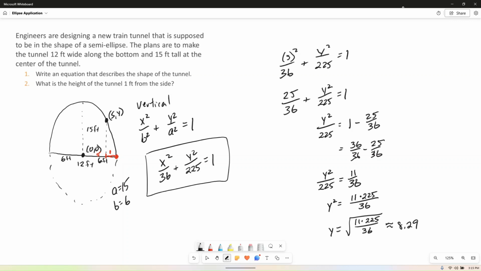Okay, so if we move in 1 foot from the side of the ellipse, that's 5 feet from the center, then the tunnel will be a height of 8.29 feet.